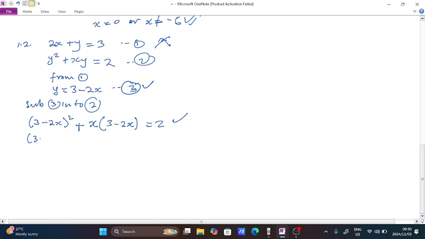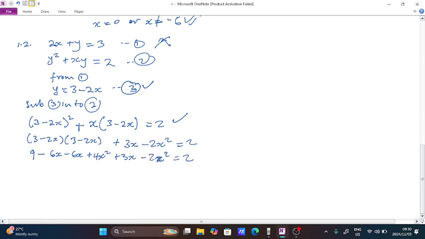So we have 3 minus 2x, 3 minus 2x plus, now can we make out this one? We can have 3x and what? Minus 2x squared equals 2. Now let's go and work out these brackets. So now we have what? 9 minus 6x minus 6x plus 4 plus 3x minus 2x squared equals 2.